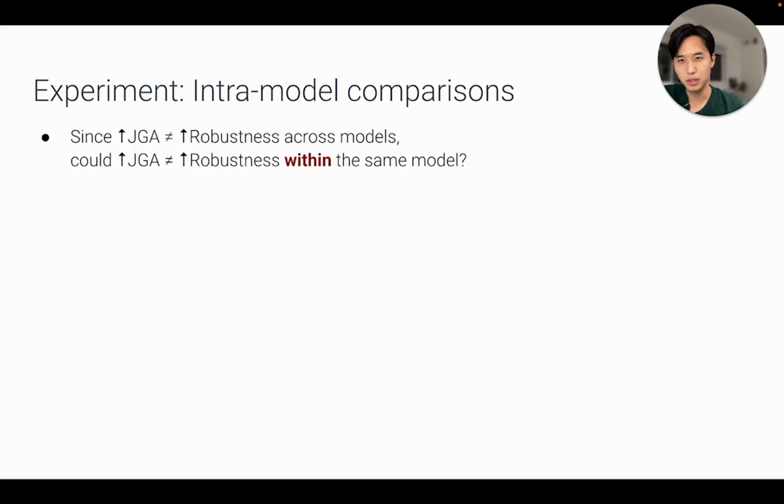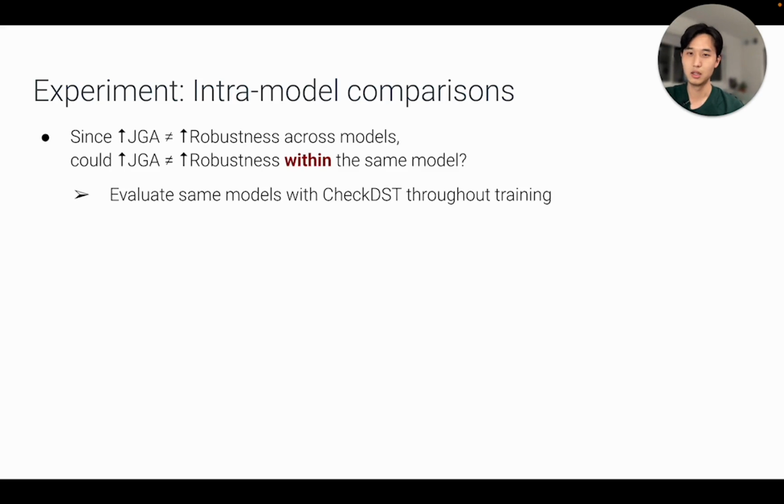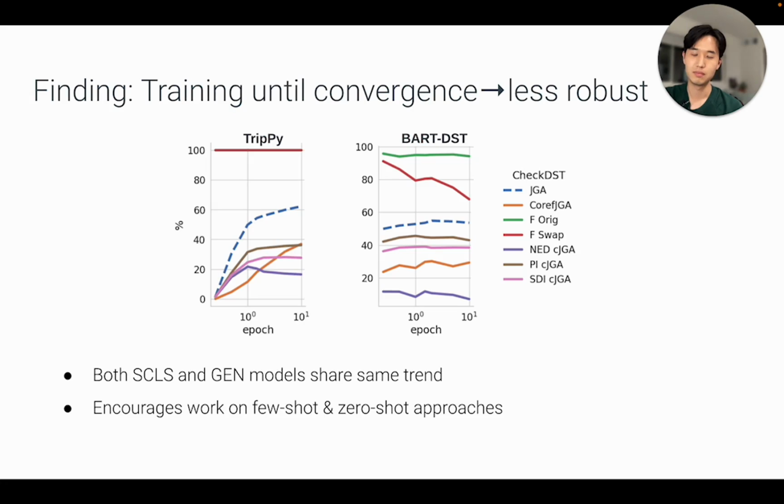This made us wonder if higher JGA does not correlate with robustness across models. Could it be the case that higher JGA does not correlate with robustness even within the same model? We evaluate the same models with CheckDST throughout training to figure out whether this is the case. In this setup, we found that both model classes share the same trend in that training until convergence actually leads to less robustness.